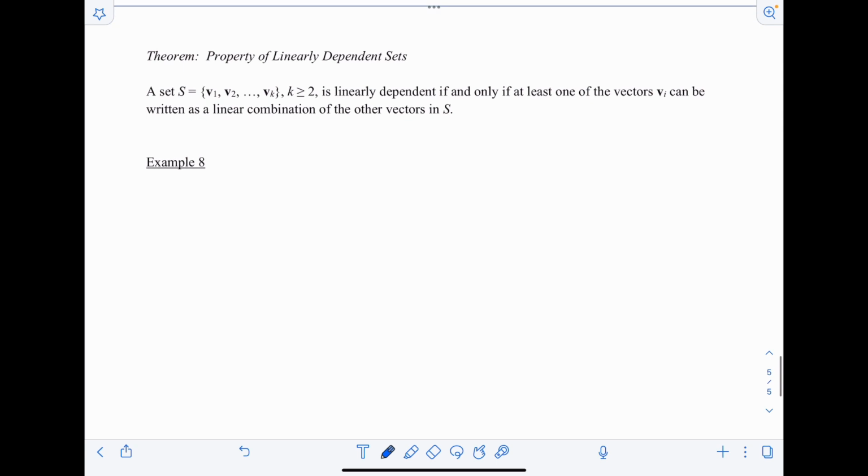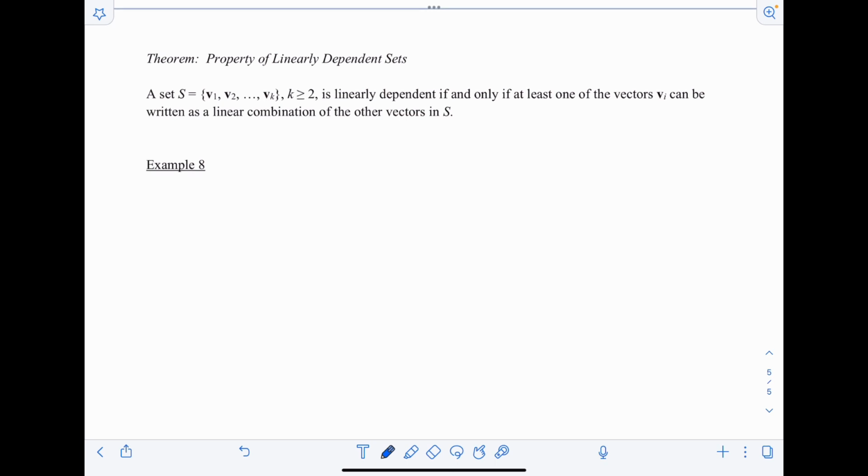All right, so let's finish up with this. Basically, we're turning this into a theorem. It says a set S where you have two or more vectors is linearly dependent if and only if at least one of the vectors vi can be written as a linear combination of the other vectors in S. So this is another way to look at this idea.